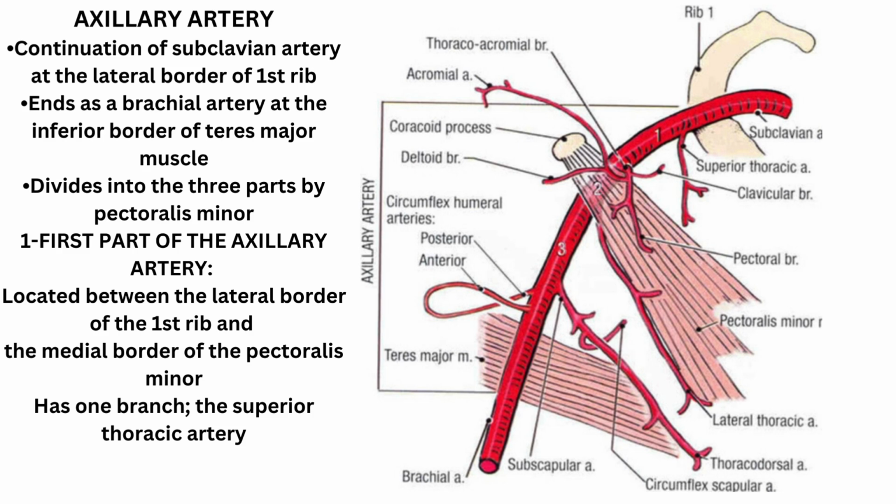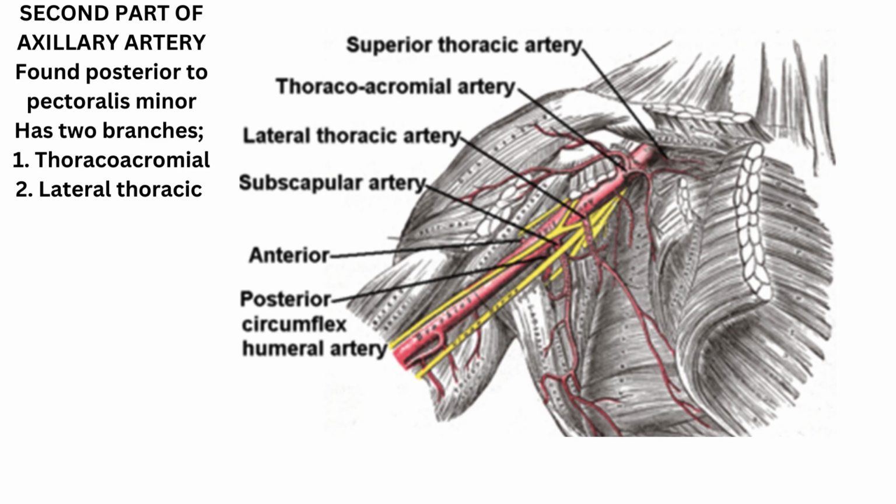The first part of the axillary artery is located between the lateral border of the first rib and the medial border of the pectoralis minor. It is enclosed in the axillary sheath and has one branch, which is the superior thoracic artery. The second part of the axillary artery is found posterior to pectoralis minor and has two branches. These are the thoracoacromial and lateral thoracic arteries.